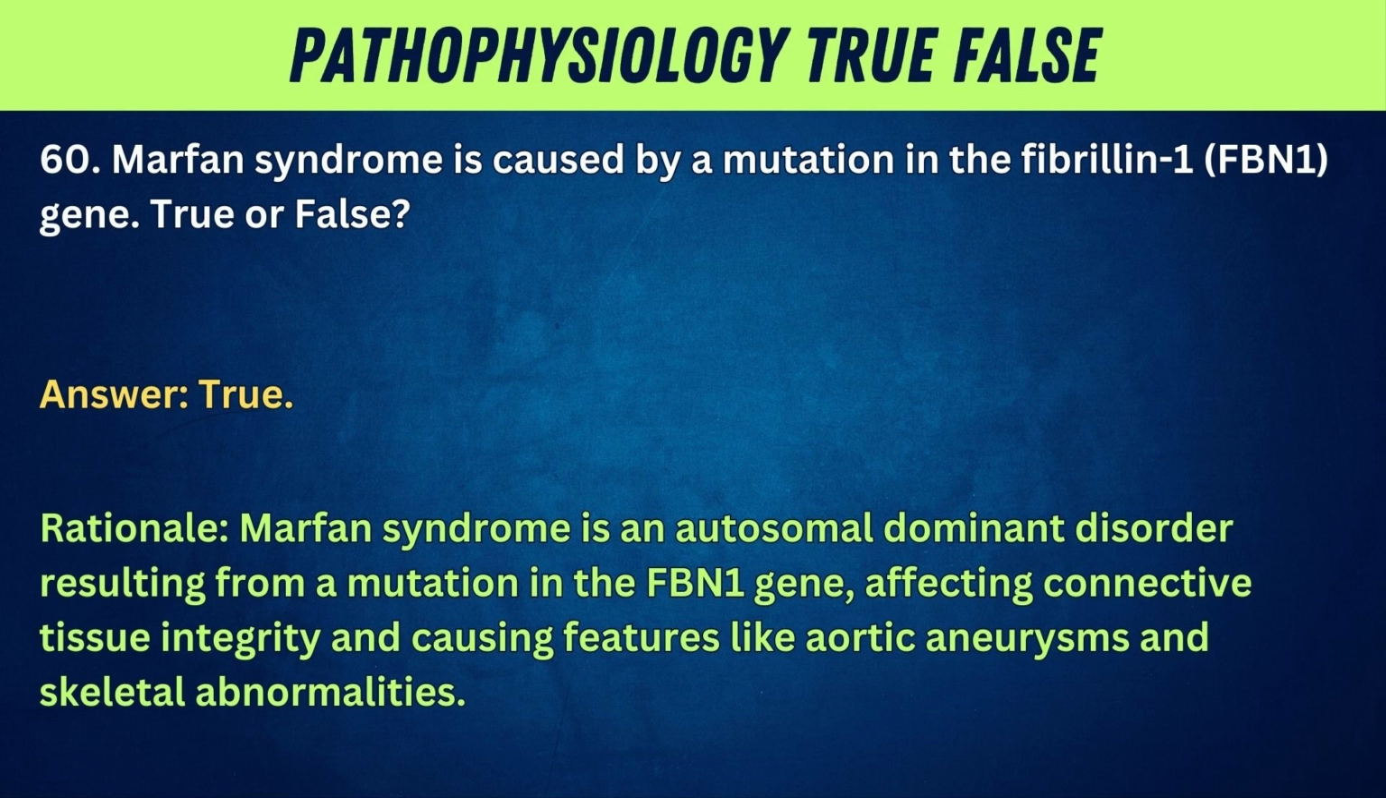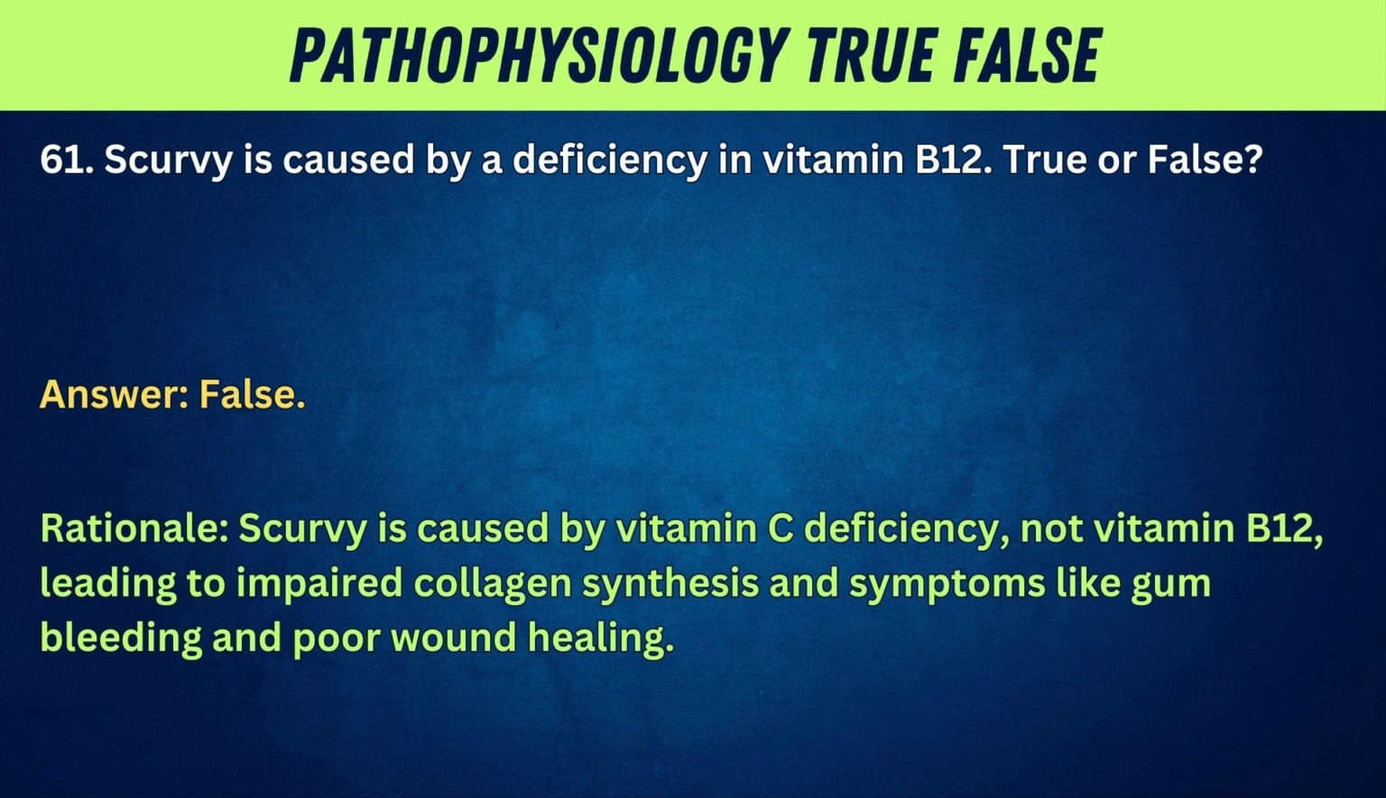True or false? Answer: true. Rationale: Marfan syndrome is an autosomal dominant disorder resulting from a mutation in the FBN1 gene, affecting connective tissue integrity and causing features like aortic aneurysms and skeletal abnormalities. 61. Scurvy is caused by a deficiency in vitamin B12.